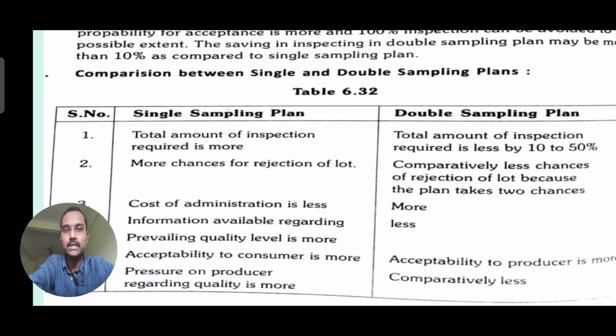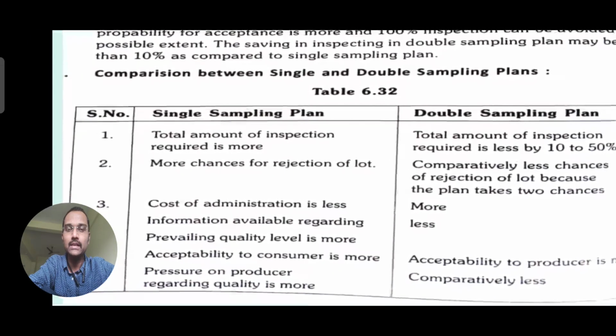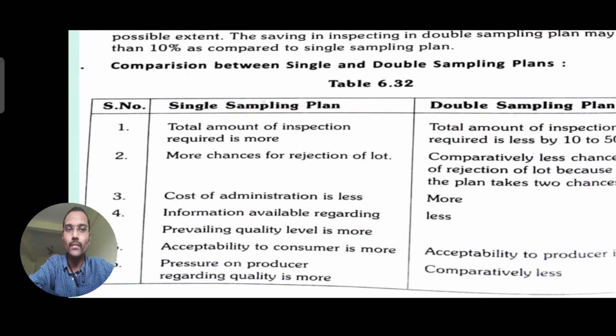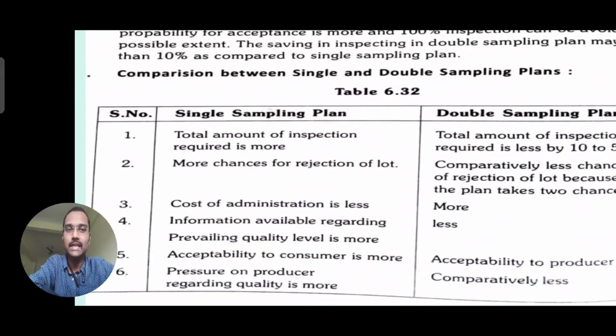Next, the cost of administration. In the single sampling plan, the cost of administration is less, whereas in the double sampling plan it is more, as the process becomes more involved. And the information available regarding the prevailing quality level is more in the single sampling plan, whereas in the double sampling plan it is less.